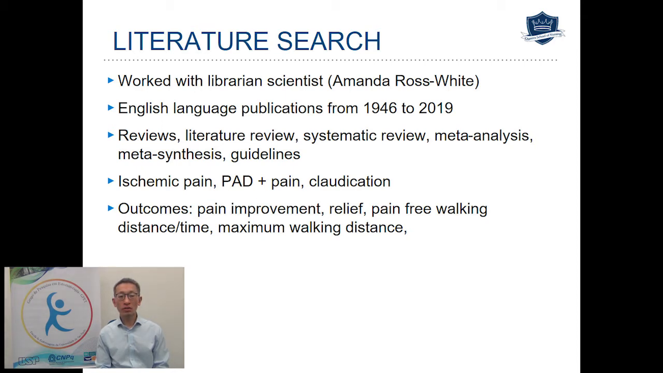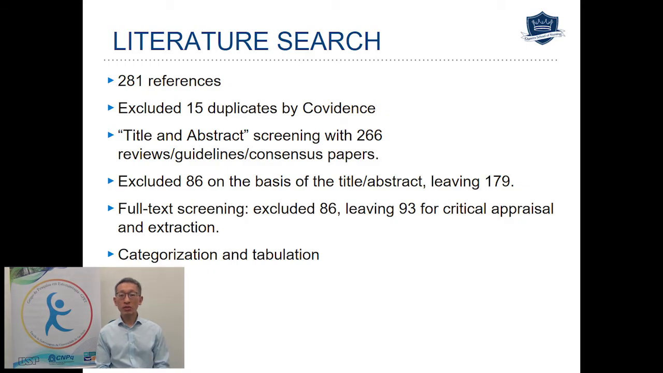So we use a number of terms. It could be ischemic pain, including PAD, peripheral arterial disease, and claudication. And sometimes it's about pain with walking in people with PAD. So we use a diversity of pain indicators to search for the appropriate literature. The outcomes, including pain management, pain relief, pain-free walking distance, are often reported in the literature, and also the maximum walking distance. So using those terms and strategy, inclusion, exclusion criteria, we came up with 281 references.